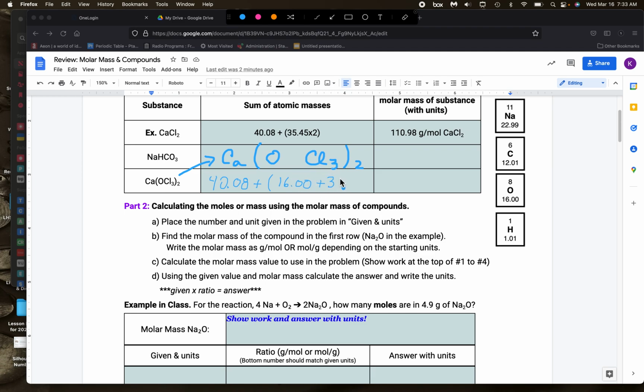And every number is going to become a multiplication. So these are the numbers off the periodic table. I'm adding between each of the letters. And then when I get to a number, it's 3, I'm going to multiply. And then I'm going to have my parentheses. And then I'm going to multiply by 2.